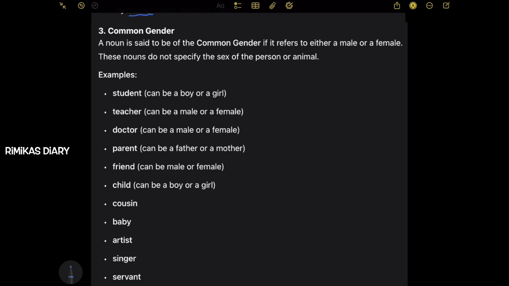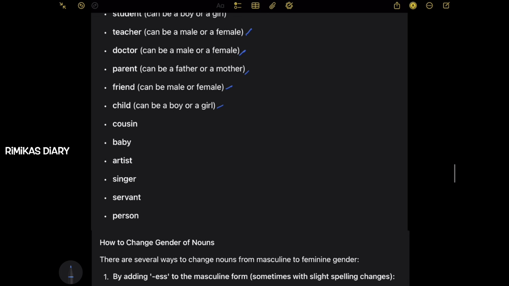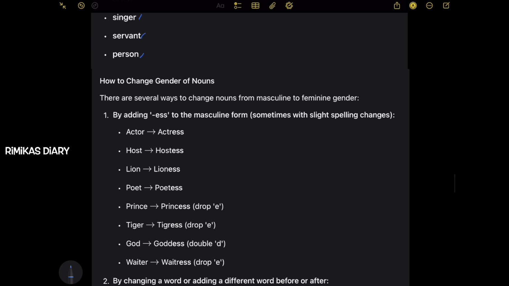So examples: student. So it can be a boy or a girl. Teacher. It can be a male or a female. Doctor. It can be a male or a female. Parent can be a father or a mother. Friend can be male or female. Child can be a boy or a girl. Cousin. So other words like cousin, baby, artist, singer, servant, person, etc.